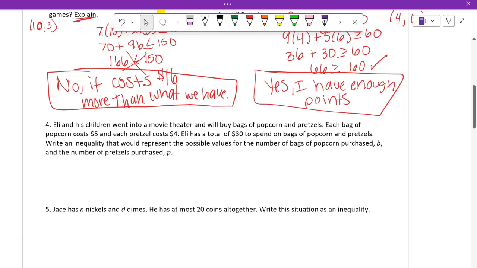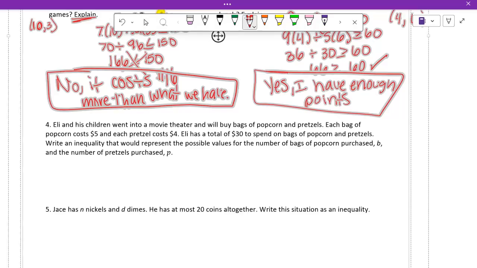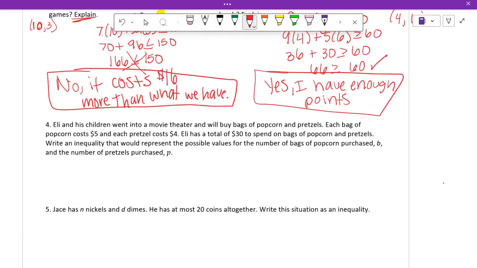Next problem says, Eli and his children went to a movie theater and will buy bags of popcorn and pretzels. Each bag of popcorn costs $5 and each pretzel costs $4. Eli has a total of $30 to spend on popcorn and pretzels. Write an inequality that would represent the possible values for the number of bags of popcorn purchased, B, and the number of pretzels purchased, P. So in this case, we're not solving anything. We're not seeing if it's a solution, but we need to write our inequality.